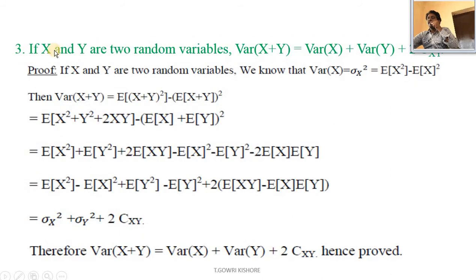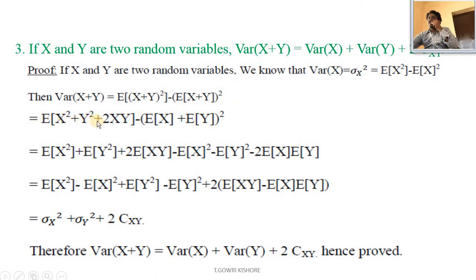And the third property: if x and y are two random variables, then var of x plus y equals var of x plus var of y plus 2 into Cxy. Proof: if x and y are two random variables, we know that var of x is equal to sigma x square, equal to expectation of x square minus expectation of x whole square. Then var of x plus y equals expectation of (x plus y) whole square minus expectation of (x plus y) whole square.